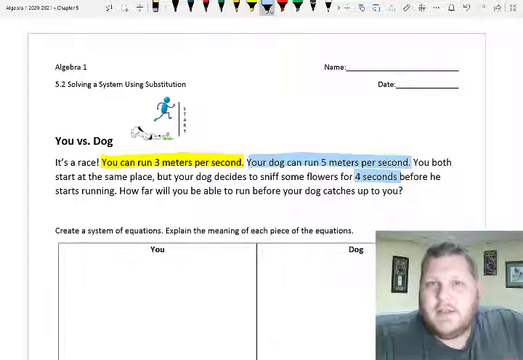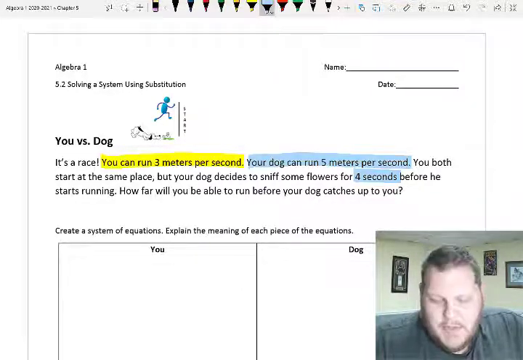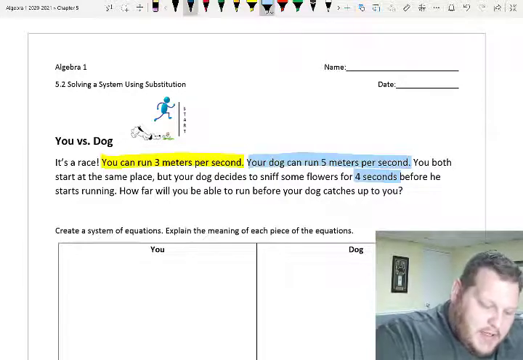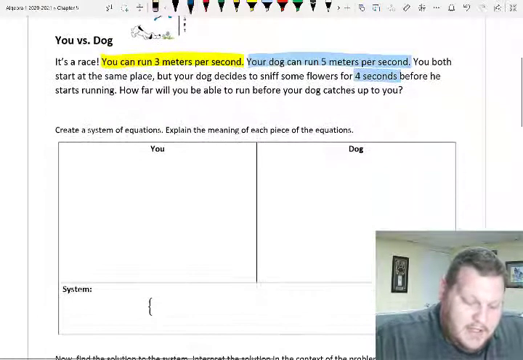So like we talked about yesterday, that's going to mean our position is exactly the same after the same amount of time. So that intersection where your dog catches up to you is going to be the solution to that system. So first things first, let's go ahead and write our equations for ourselves and our dog.